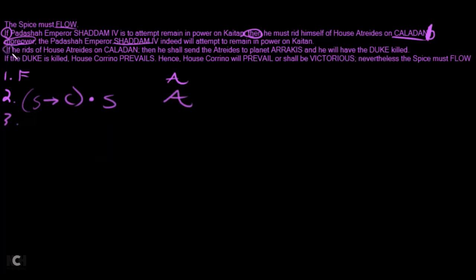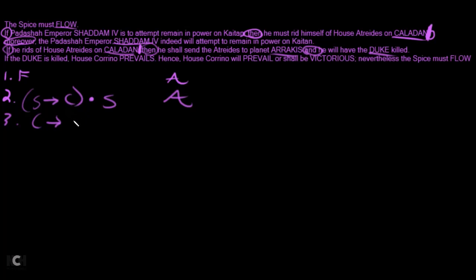So there's an arrow here, he rids of House Atreides on Caladan, and there's a semicolon there, meaning there's a separation. Okay, so that means there's C arrow, and then a bunch of other stuff, however much is here. Then he shall send the Atreides to planet Arrakis, and he shall have the Duke killed. Alright, so if he does this thing, okay, semicolon, then these 2 other things.